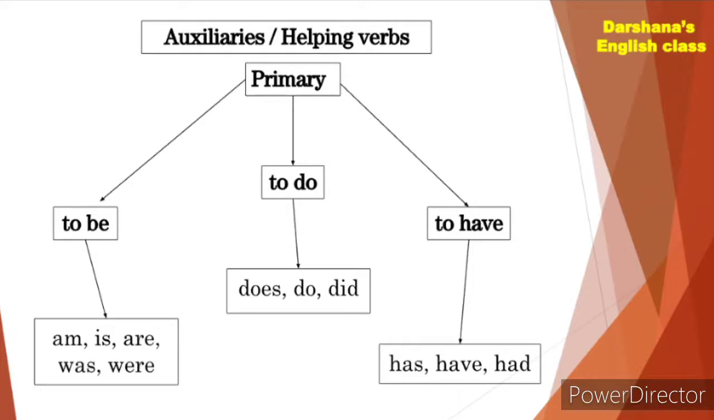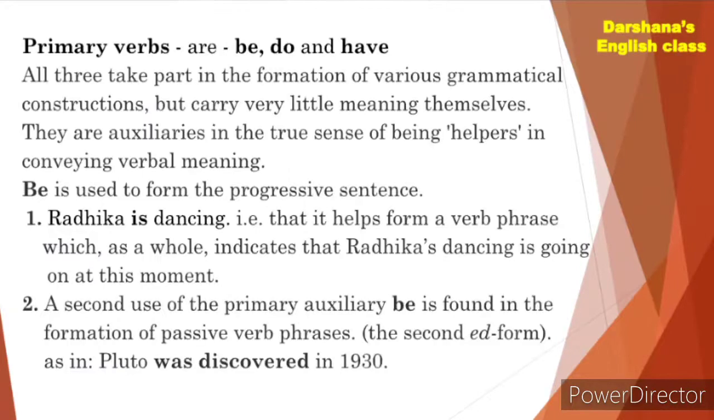Now auxiliaries, helping verbs, as I said, when we talk about to be verbs, they are am, is, are, was and were. When we talk about to do words, they are does, do and did. When we talk about to have words, it's has, have and had. Primary verbs are be, do and have, as I said.